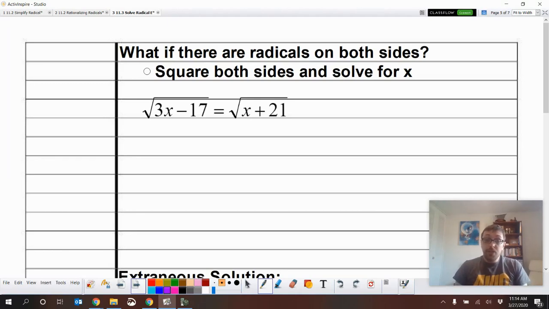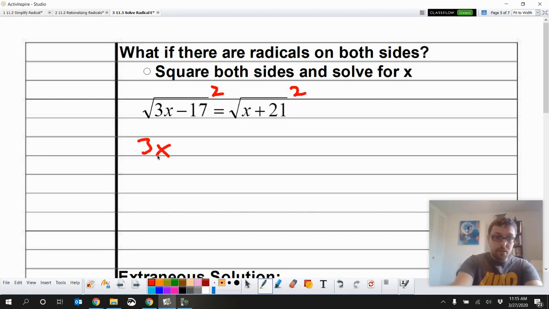What if there's radicals on both sides? Whatever. All you need to do is isolate the radical. We've isolated the radicals. They're both isolated. Awesome. So just square them. And then they go away. Nothing happens to the insides.